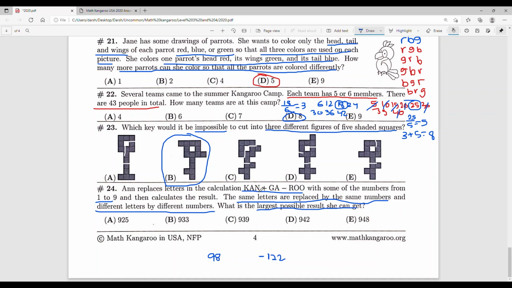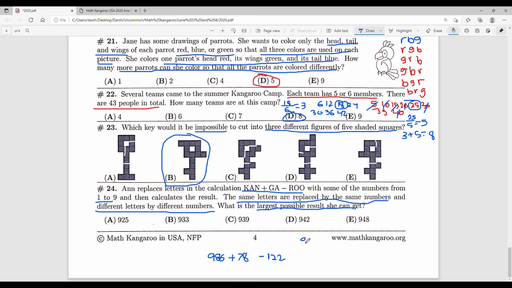Next, we don't want N to be 7. We want G to be 7 since it's a larger place than N, and they're both adding. So we want G to be the next largest which is 7, and A repeats 8 once again. So we're gonna have 8 here since A is already given the value 8, leaving us with just N, and we want to give it the next largest value after 7, which is 6. So we have 986 plus 78 minus 122.